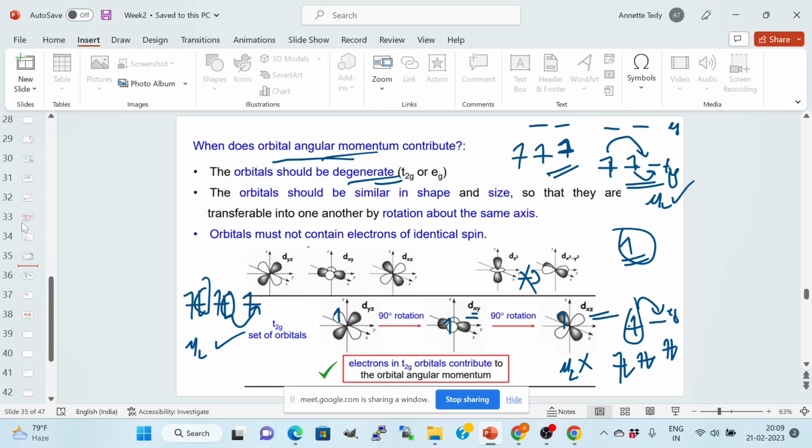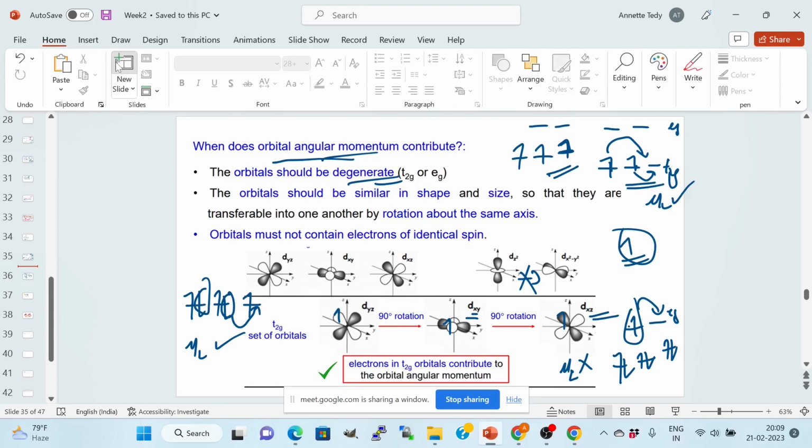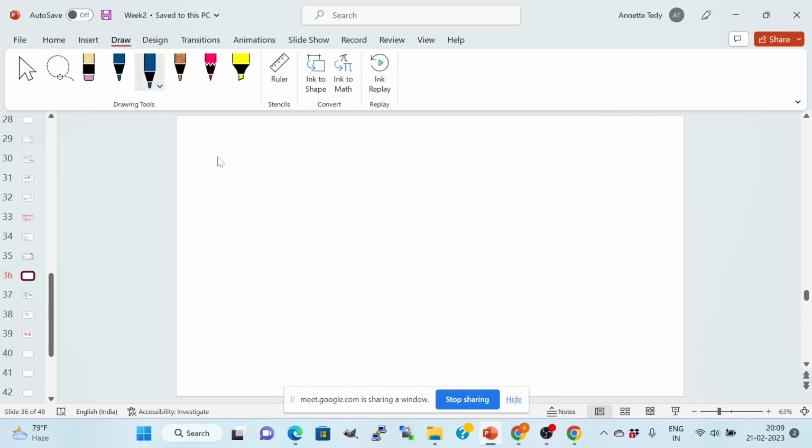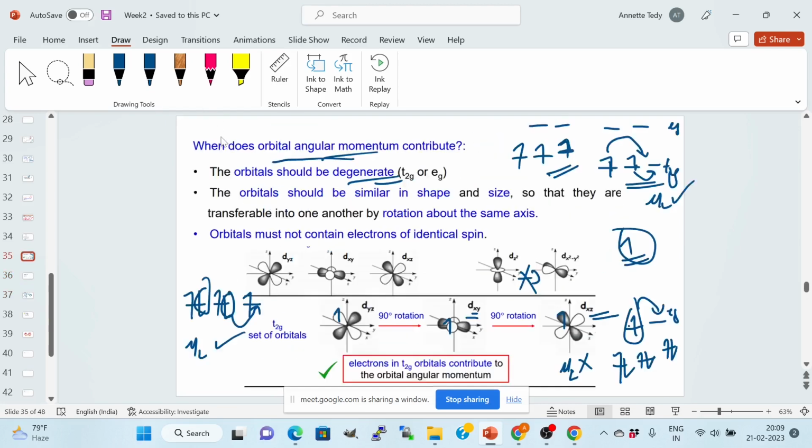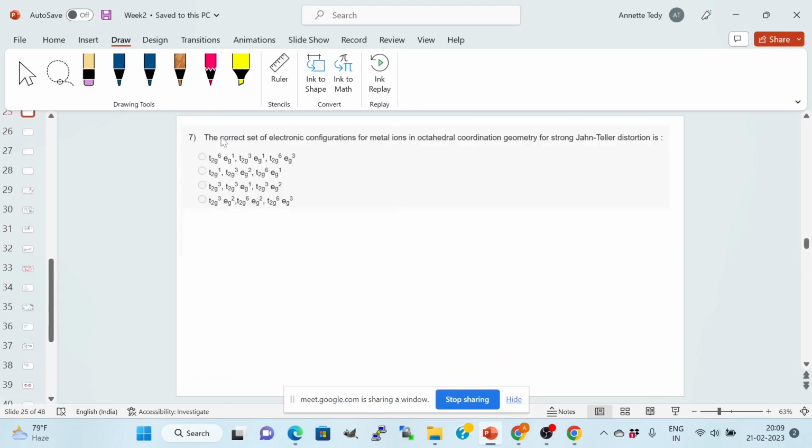4 electrons in T2G, like this. Yes, in this case, this downspin can come here and here. Here orbital contribution will be there, but in this case, it won't be there. Now we will solve some questions.